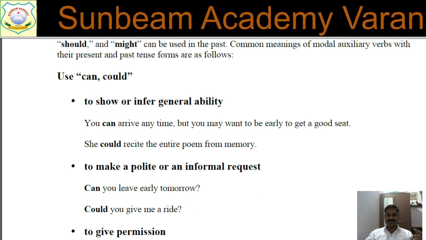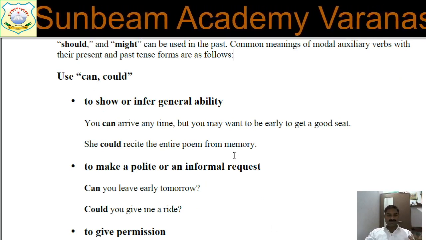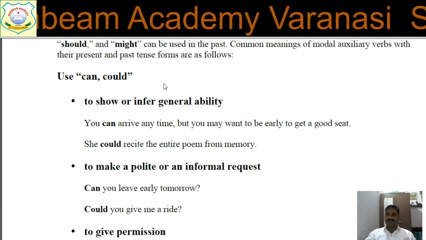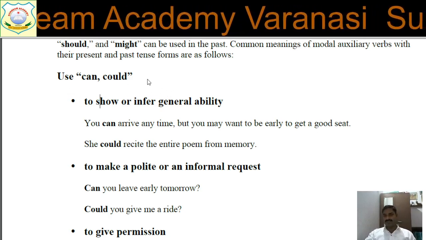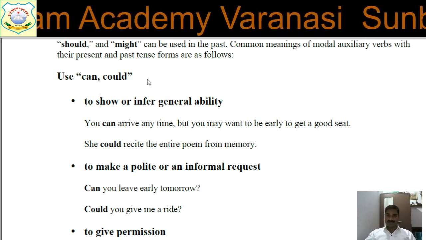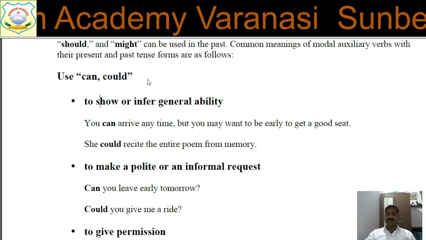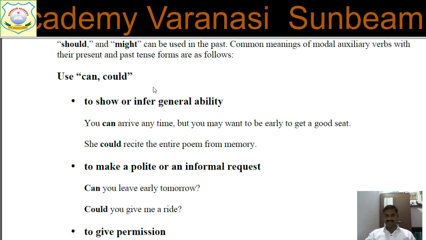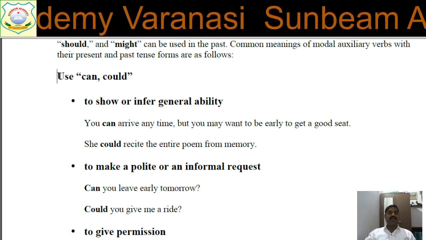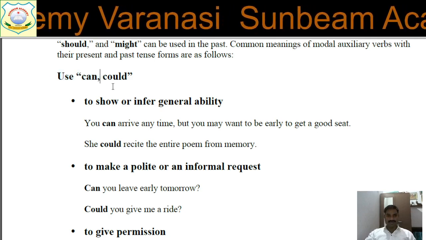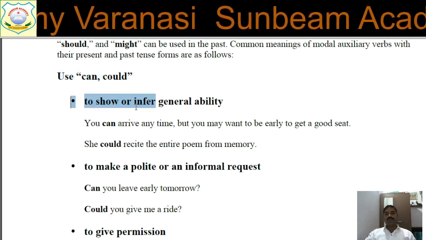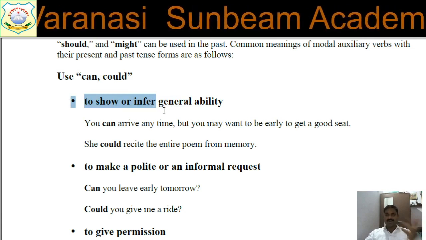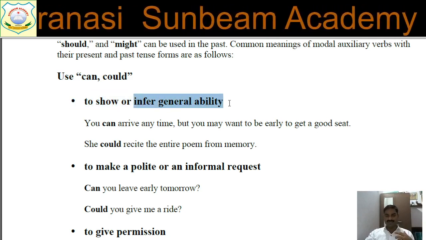Here we are going to discuss something in addition with the examples. In fact, it is the same that we have learned in the previous class with the table that we learned there. I have also sent it to you. The same thing is here, but some students said it in a different way. So here you are. Use of can or could. So here, to show or infer. Infer means to inform or to give information or to assume general ability.